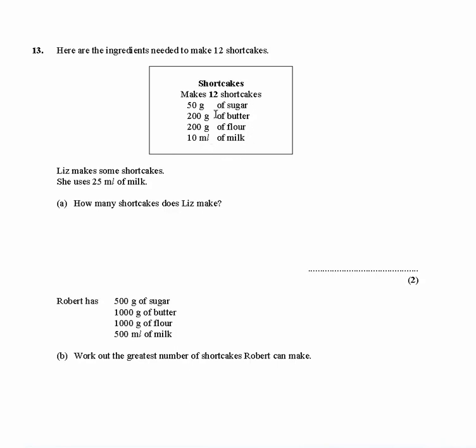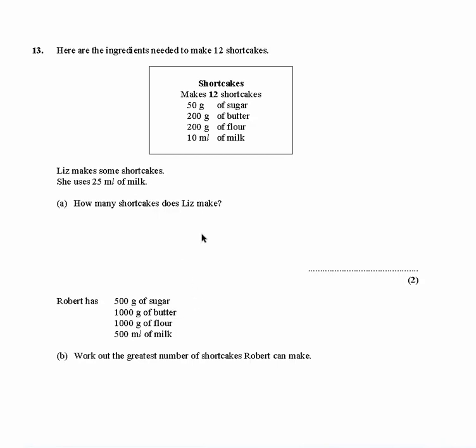She's scaled up all the ingredients and she's using 25 milliliters of milk. So you've got to work out how many shortcakes she could make. And probably the easiest way to do it is to think, okay, I've got 25 milliliters of milk. Well, 10 makes 12 shortcakes. So how many shortcakes could she make with 20 milliliters of milk? And how many shortcakes could she make with 5 milliliters of milk? And then you can put those answers together to get 25 milliliters of milk.